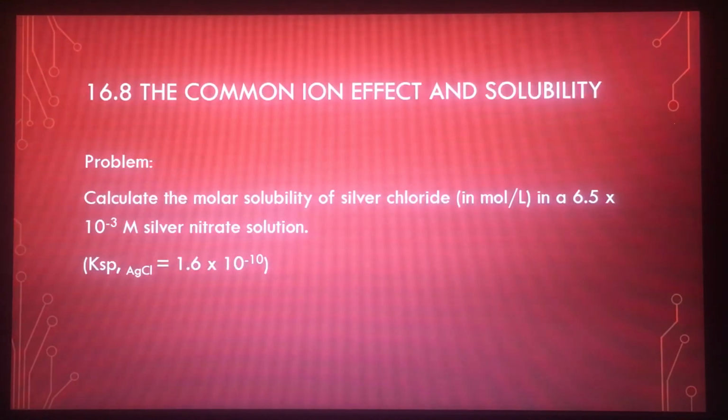Calculate the molar solubility of silver chloride, molar solubility again, in a 6.5 times 10 to the negative 3 molar silver nitrate solution. The KSP of silver chloride is given. Take note, in this one we will also use the ICE table, but this time we have an initial concentration for the silver ion since we have silver in the silver nitrate solution. Again, please pause this and try to answer it.